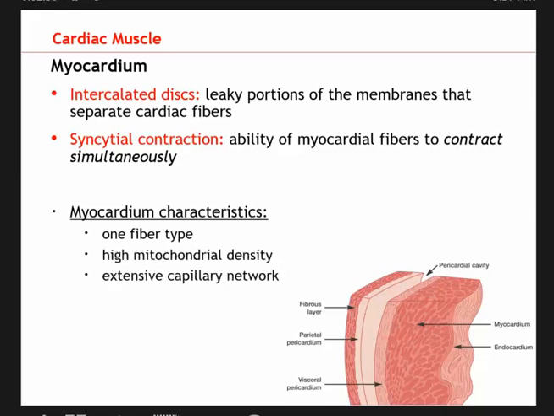Why do they act like a type 1? High mitochondrial density, so they produce exorbitant amounts of ATP, and a very extensive capillary network. So the heart receives lots of blood flow. The capillaries within the myocardium are extensive, allowing for oxygen delivery, ATP production, and it undergoes aerobic metabolism. So these fibers, again, they're not a type 1, but they are similar. They all have type 1 characteristics.